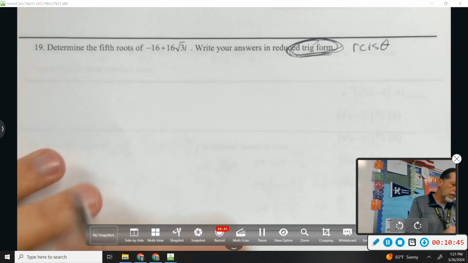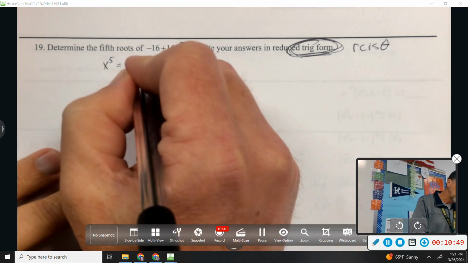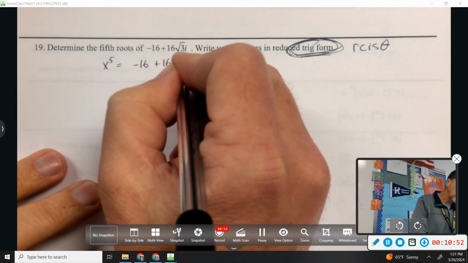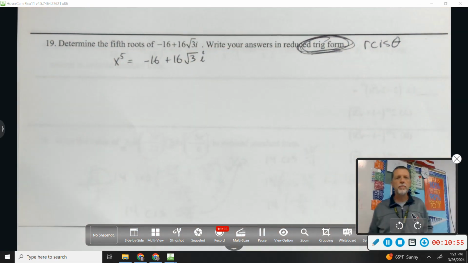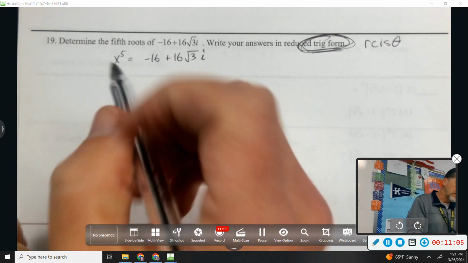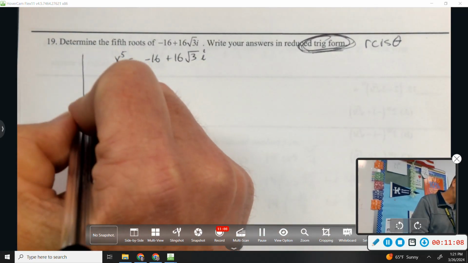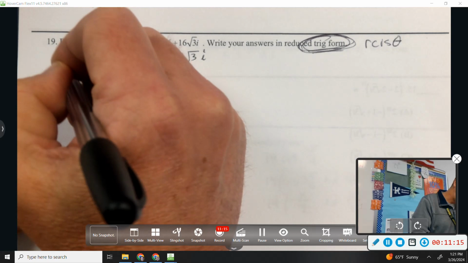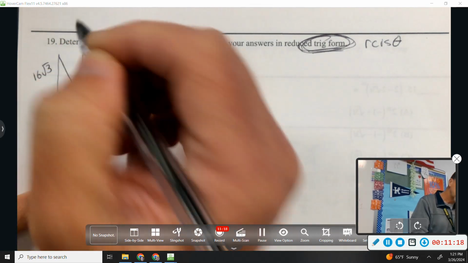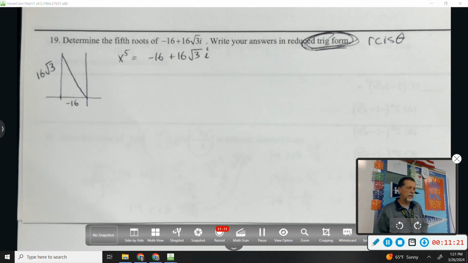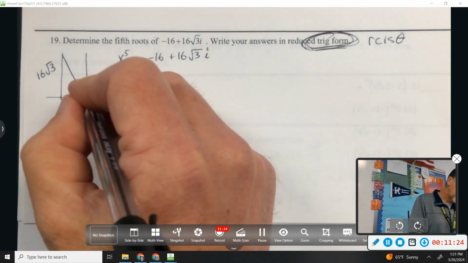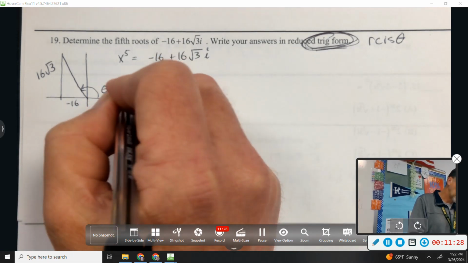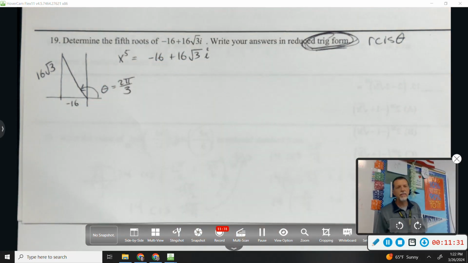Okay, 5th roots. So something to the 5th equals negative 16 plus 16 root 3 i. Okay, so I'd like to raise both sides to the 1/5, but I can't do that yet. That would be a mess right here. Let's get this into r cis theta format. So back 16, up 16 root 3. I can get the theta about right away. Theta is 2 pi over 3. I guess that's out of order, but that's the one I recognize first.